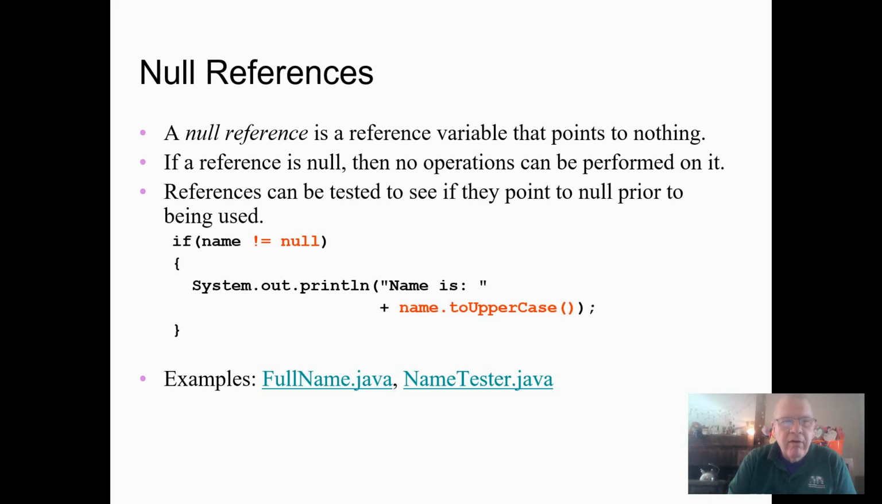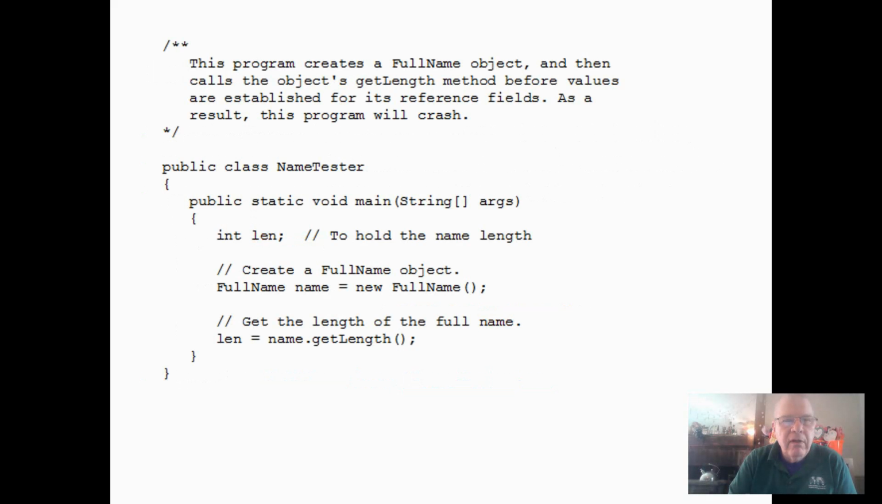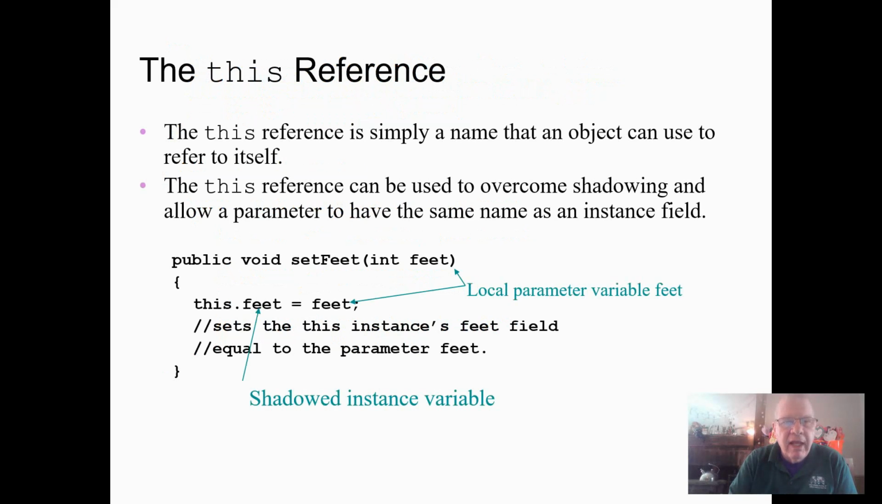So one easy way to prevent null pointer exceptions is to wrap an if name not equal null around the reference. Here's an example of a program that depends on full name, which is defined elsewhere. But let's assume that full name's constructor does not define getLength. If so, getLength name is going to crash the program because getLength is not defined.